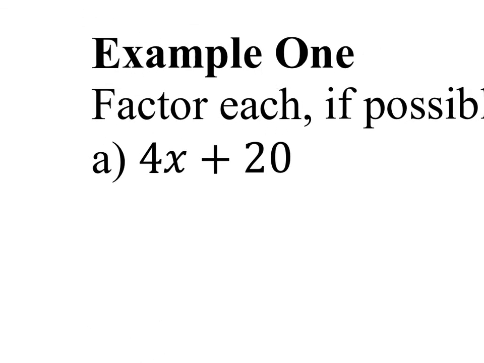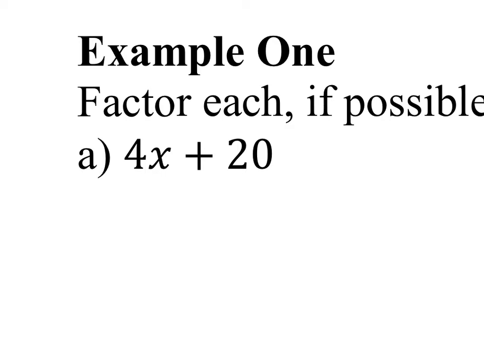So let's look. 4x plus 20. We'll do the numbers first. The smallest number between 4 and 20 is, of course, 4. And now we need to check. Does a 4 divide evenly into a 4? Of course, it's 1. Does a 4 divide evenly into a 20? What's 20 divided by 4? 5. Great. So that means right now the greatest common factor that I can take out right now is a 4. But let's see if we can take out any letters.